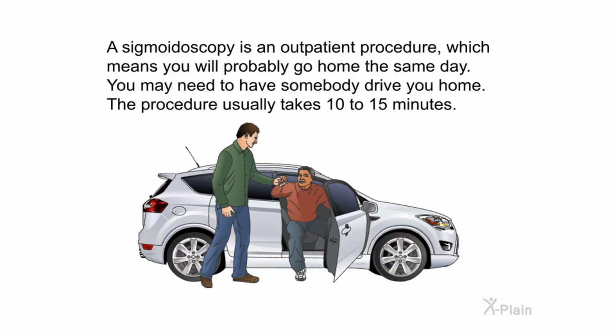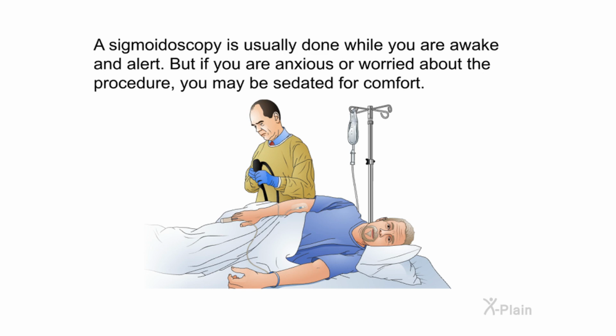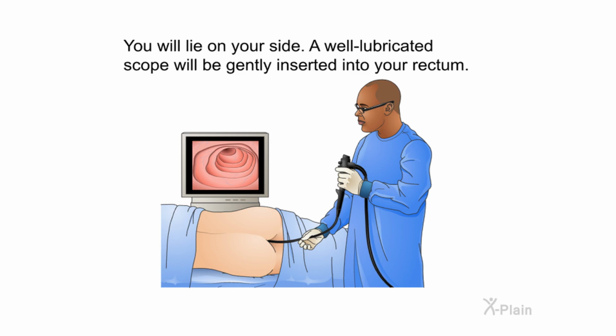Procedure. A sigmoidoscopy is an outpatient procedure, which means you will probably go home the same day. You may need to have somebody drive you home. The procedure usually takes 10 to 15 minutes. A sigmoidoscopy is usually done while you are awake and alert, but if you are anxious or worried about the procedure, you may be sedated for comfort. You will lie on your side. A well-lubricated scope will be gently inserted into your rectum.